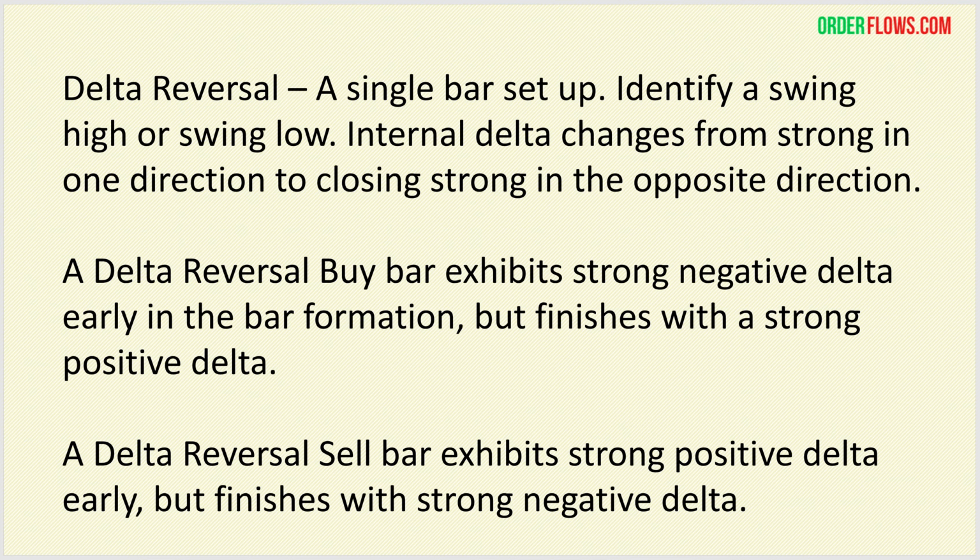Now, delta reversal. This is the last one I'm going to talk about. Delta reversal is a single bar setup, and it identifies a swing high or swing low. The internal delta changes from strong in one direction to closing strong in the opposite direction. Remember that, it's a single bar setup. The delta reversal buy exhibits strong negative delta early in the bar formation, but finishes with a strong positive delta. A delta reversal sell exhibits strong positive delta early, but finishes with strong negative delta.